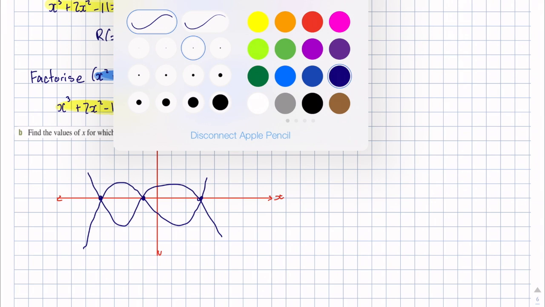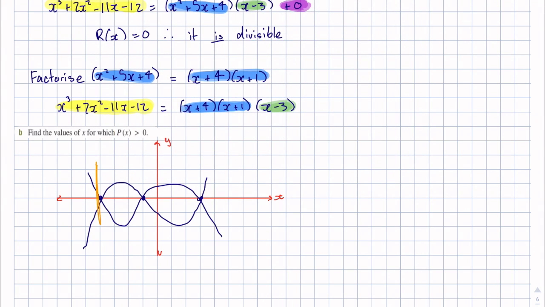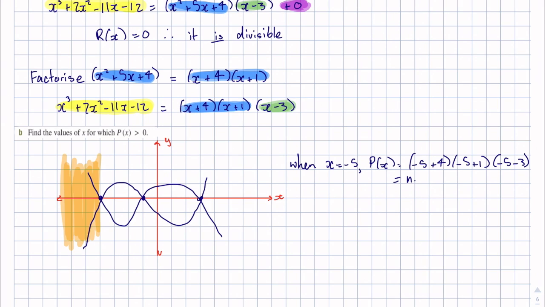So let's check a value down here. So that was minus 4. Let's check minus 5. x equals minus 5. P of x equals, well, it's minus 5 plus 4, minus 5 plus 1, minus 5 minus 3. Negative times negative times negative equals negative. So we know we're going to be like that, but it would have kept going up.